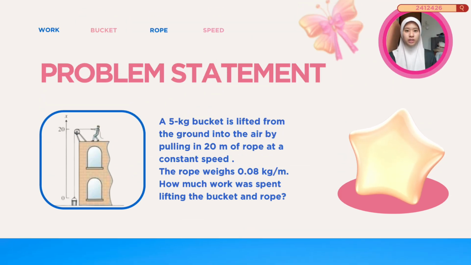The problem statement is a 5 kg bucket is lifted from the ground into the air by pulling in 20 meters of rope at a constant speed. The rope weighs 0.08 kg per meter, and how much work was spent lifting the bucket and rope?